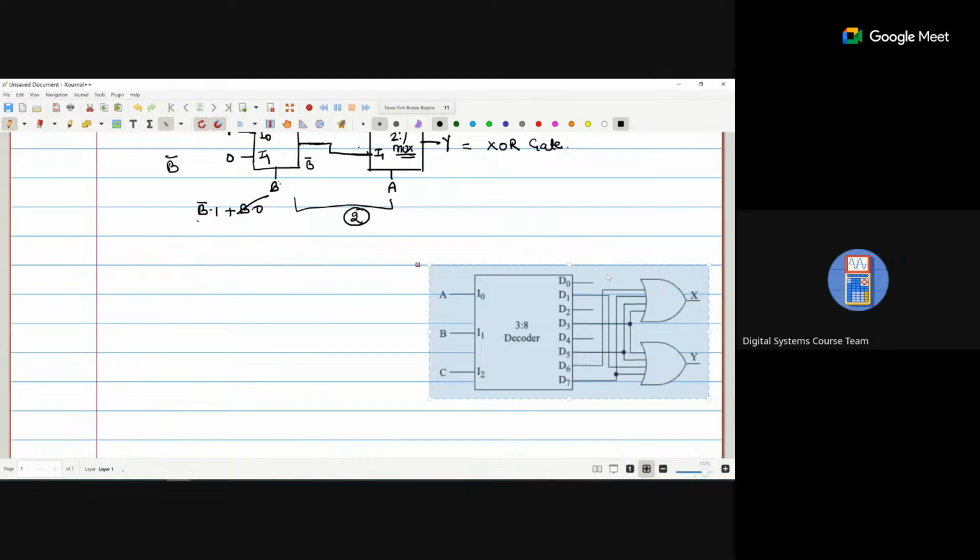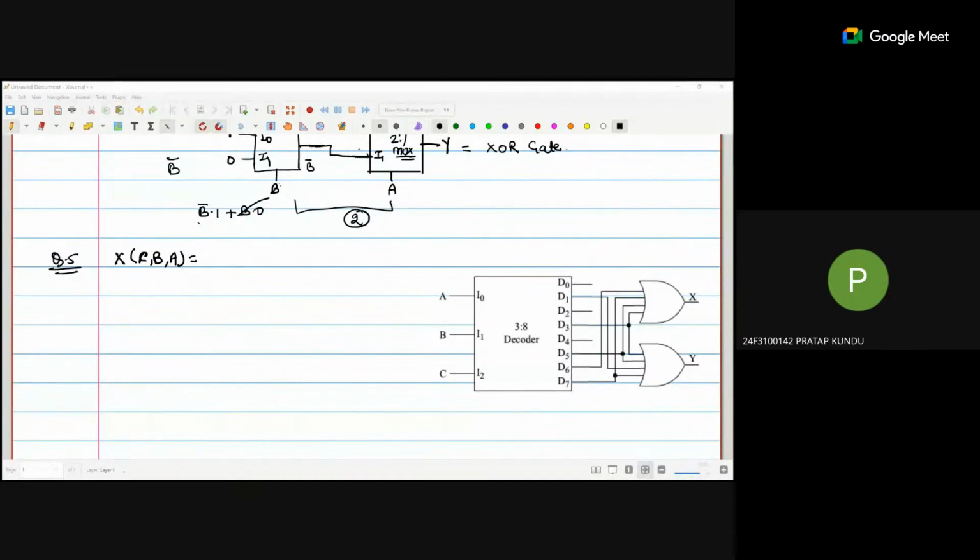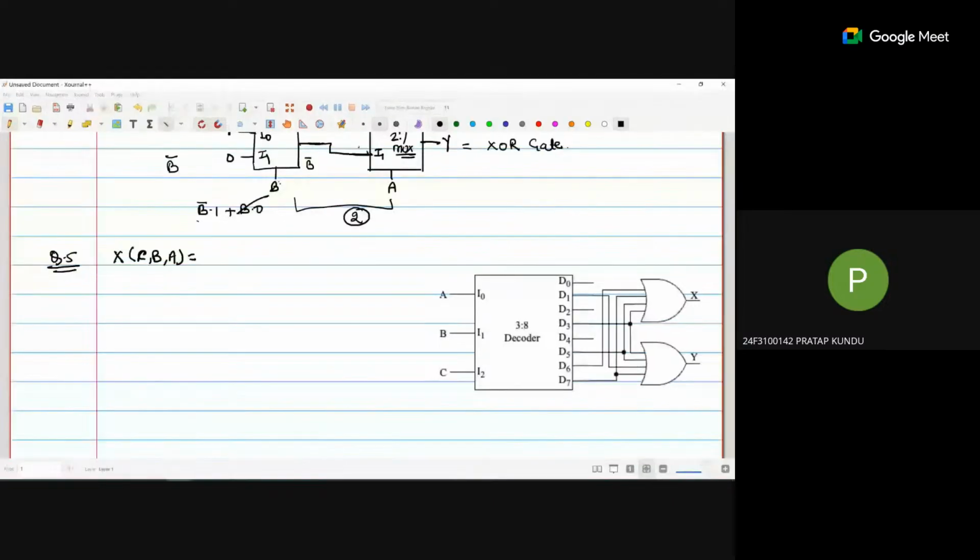What is X? So what is it? What is X? D3 plus D5 plus D6 plus D7. Okay, so we can create a K map.